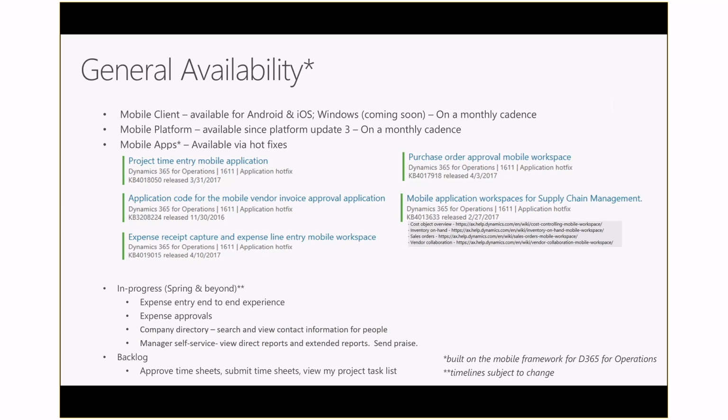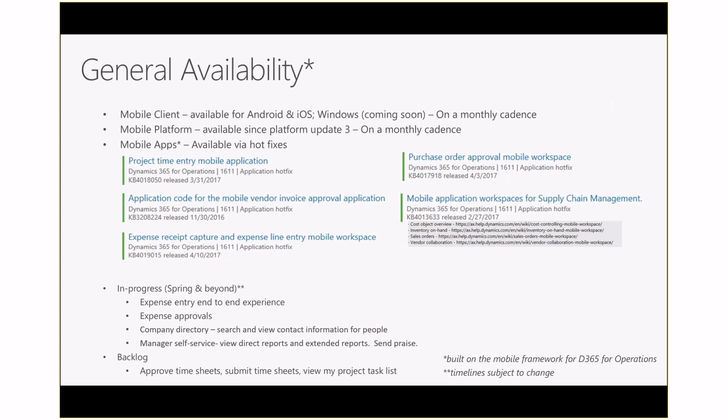It is coming soon. Overall, from a mobile client perspective, we are on a monthly cadence. So you should expect, every first week of the month, to get an update on the mobile client from the corresponding stores. From a platform perspective, the platform has been available since update 3. And as we all know, the platform also is on a monthly cadence. So anytime a platform update comes out, you should expect some mobile related enhancements as well in the platform in terms of bug fixes or in terms of any new capabilities.